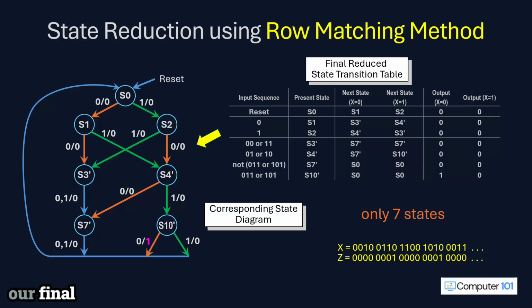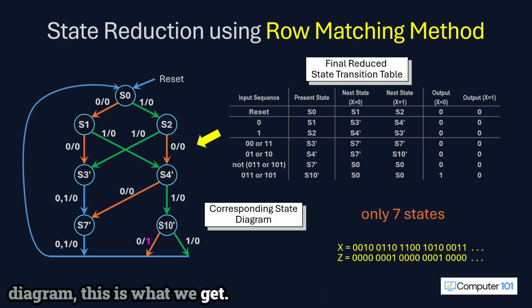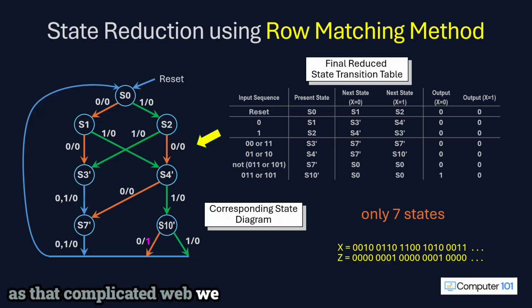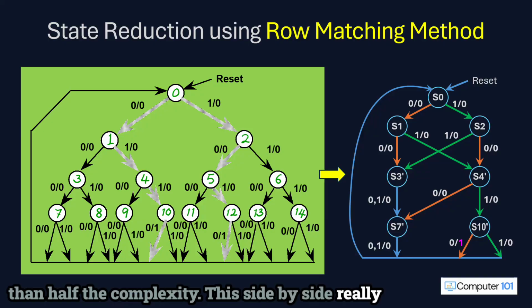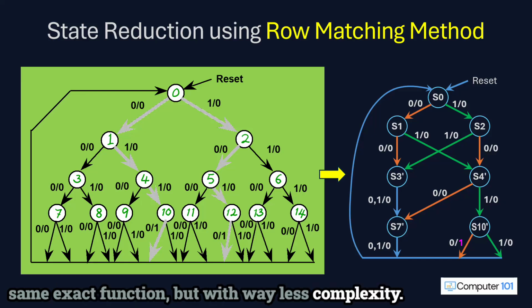And when we take our final super clean table and turn it back into a diagram, this is what we get. It's clear, it's efficient, and most importantly, it performs the exact same function as that complicated web we started with, but with less than half the complexity. This side-by-side really tells the whole story, doesn't it? On the left is where we started, and on the right is where we ended up. The same exact function, but with way less complexity.